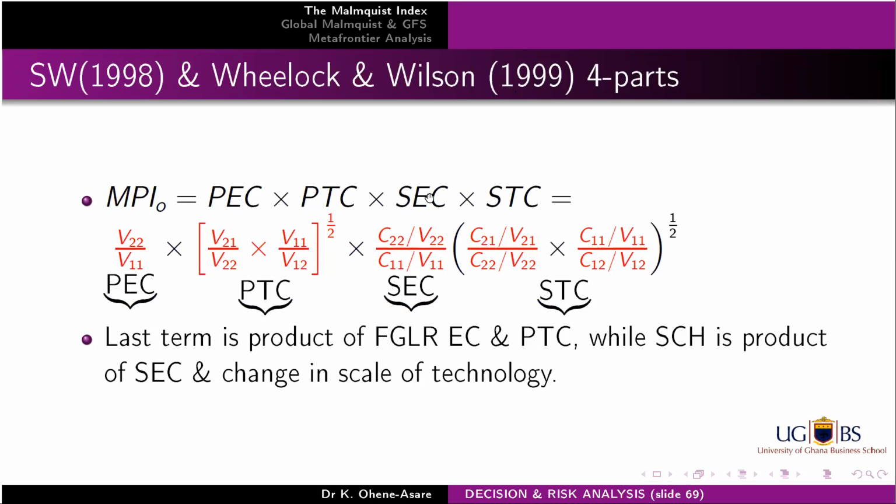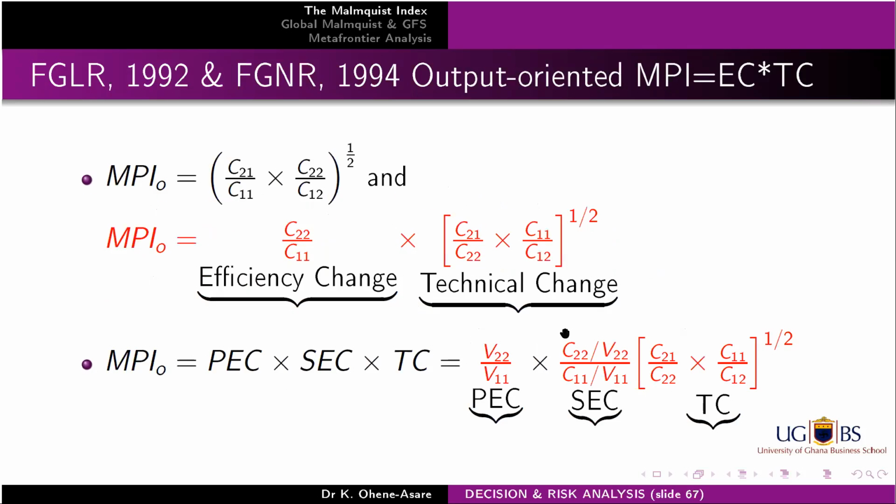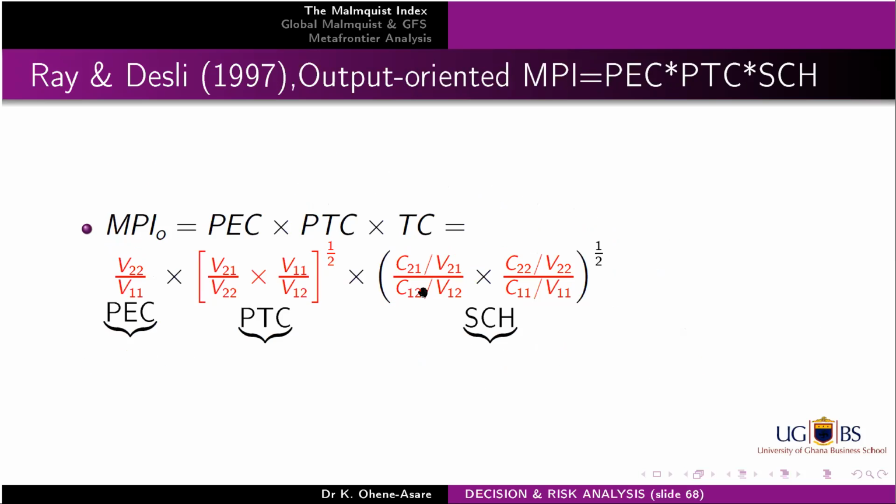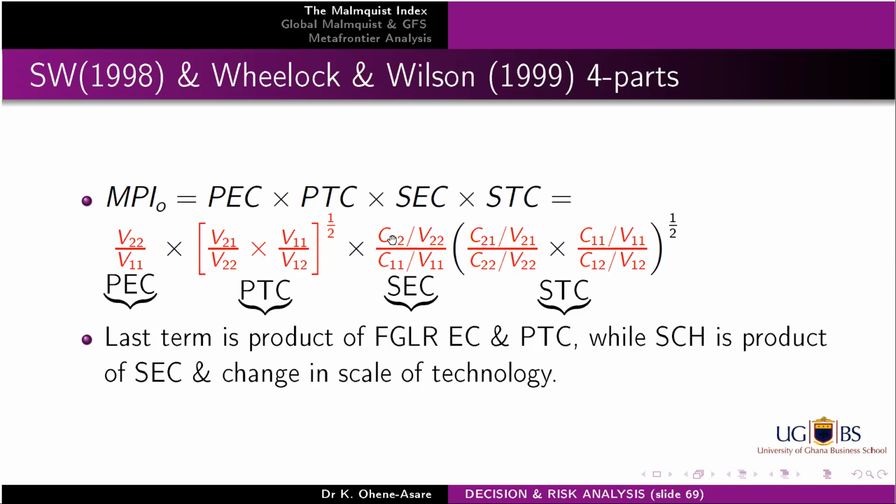The scale efficiency change is the same one we saw in the Fare, Grosskopf, Norris, and Zhang, FGNZ. It's the same thing here. Watch it. Scale efficiency change. It's the same thing here. So they are kind of bringing all of them together. So that is it. And then finally, they added a final one. Very beautiful thing. They added a final one, which is the scale technical change.